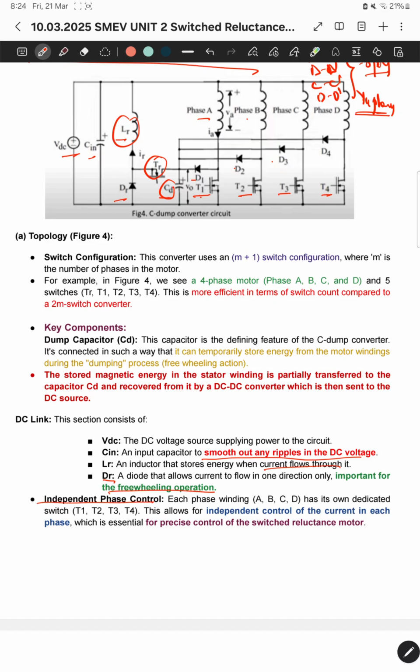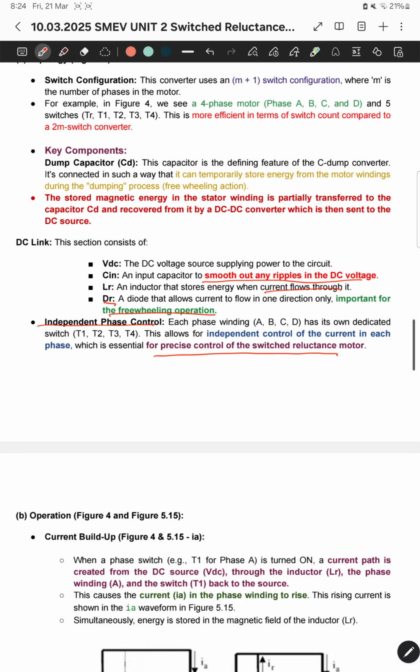Ultimately, like in the other cases also, there is independent phase control, where each phase is energized separately. To get precise control of the switched reluctance motor, in order to control it in a better manner, we are using independent phase control.